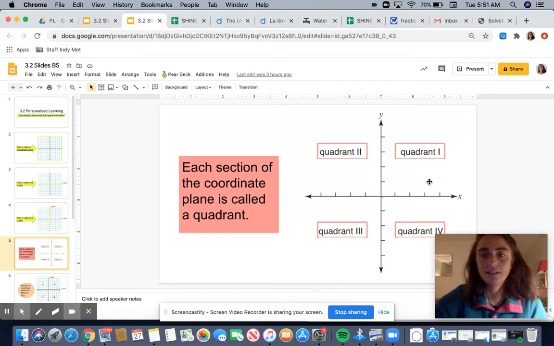On a coordinate plane, you have 4 quadrants. The plane is split up into 4, and it starts over here at 1, 2, 3, 4. So it goes the opposite way of the clock. It's counterclockwise.